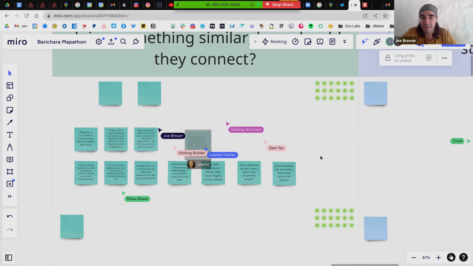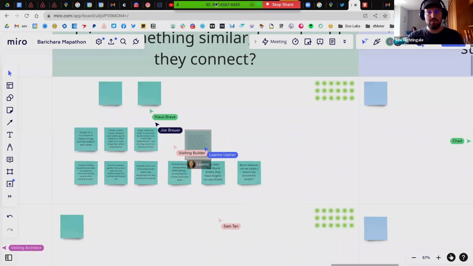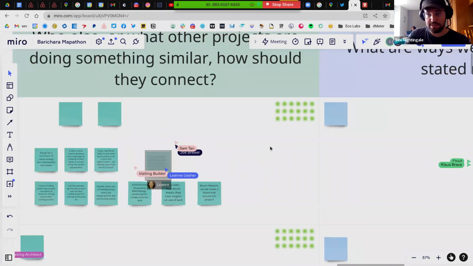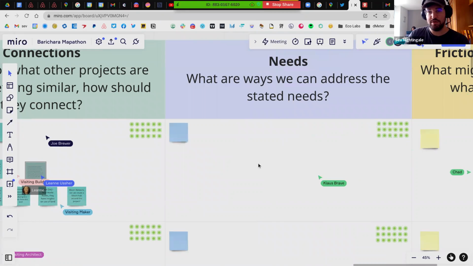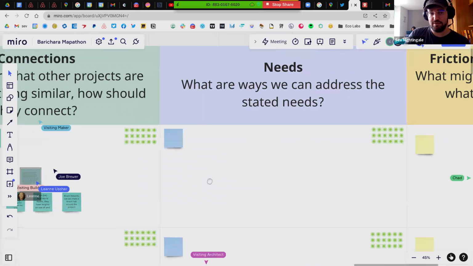All right, so if anyone else has any other projects they'd like to share in connections, please do so now. Otherwise, let's start moving over to needs. How can we really think about these? I think maybe honing in on a handful of core needs. Do we want to review those again?